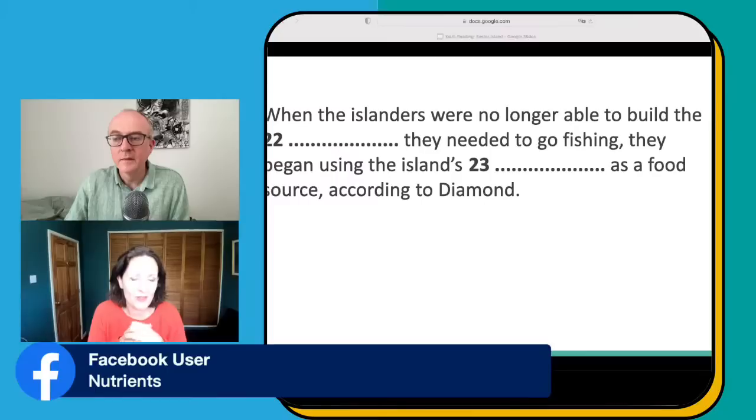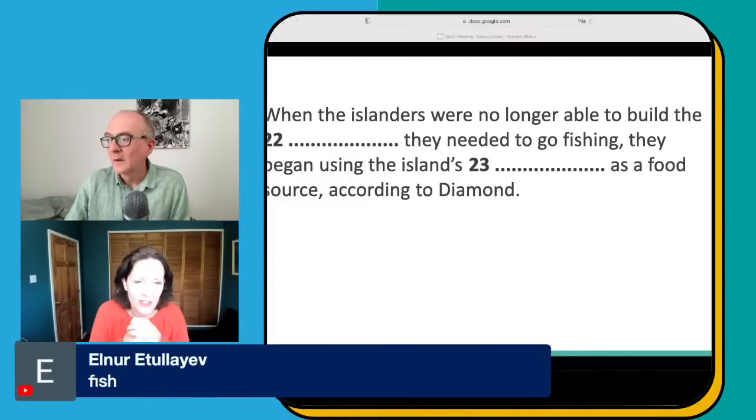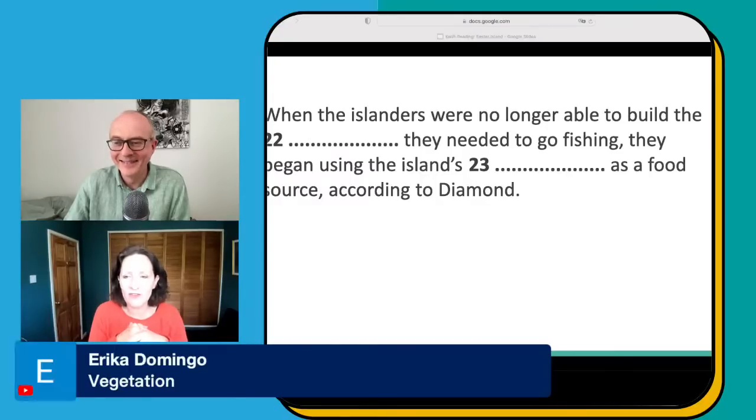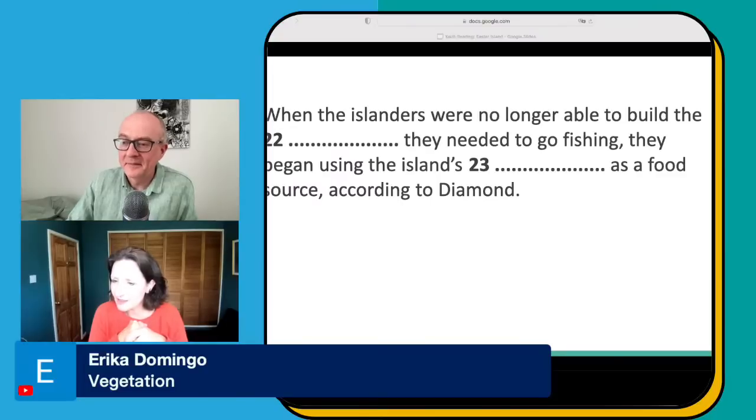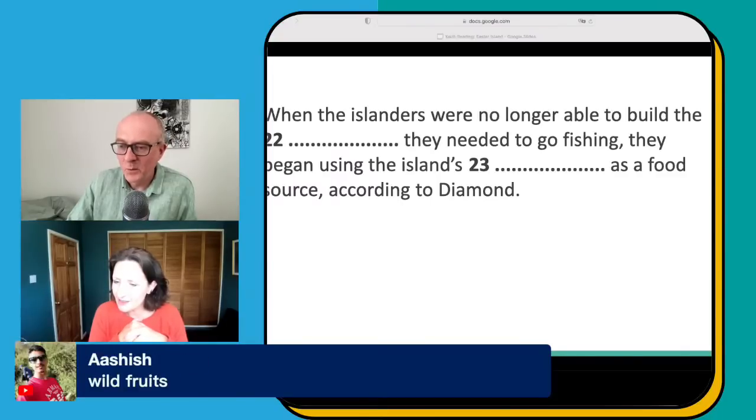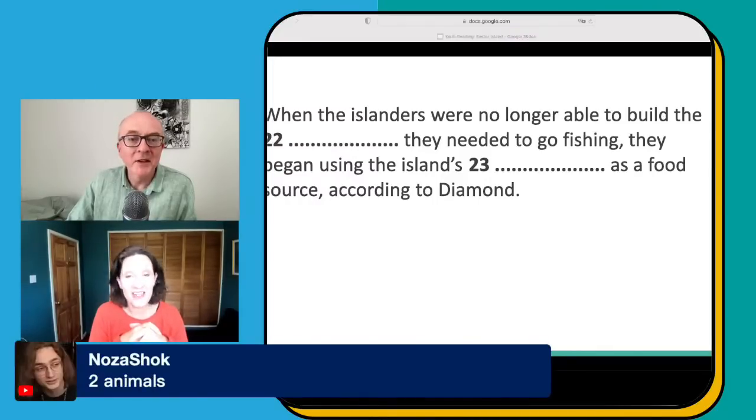So could you put the nutrients? Fish, but they can't go fishing because they haven't got boats, so you're looking for an alternative. Fruit, vegetation, animals, coconuts, wild natural fruits, resources. Again, two words. We only want one word. Coconuts, that would be nice. Animals. Okay, lovely. Shall we have a look? Yes, let's have a look.